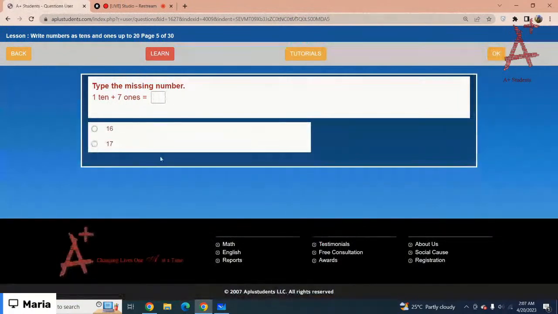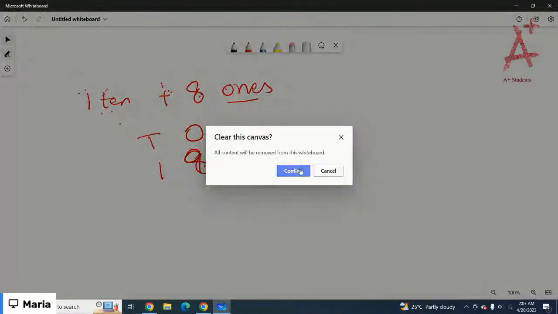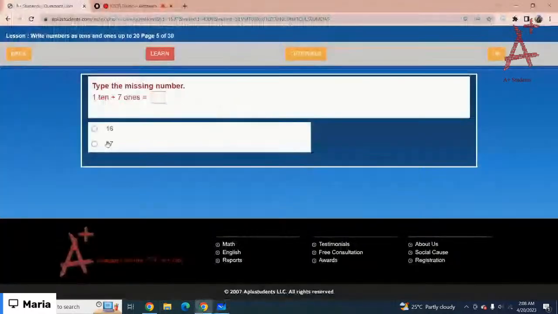Okay, the next one is 1 ten and 7 ones. Very good. 1 ten, 7 ones. Got it? That means the digit at the ones place is 7 and the one at the tens place is 1. So together they make the number 17. So the correct option is 17.